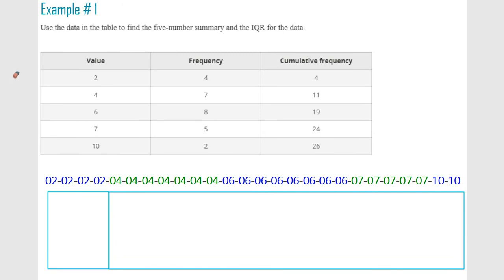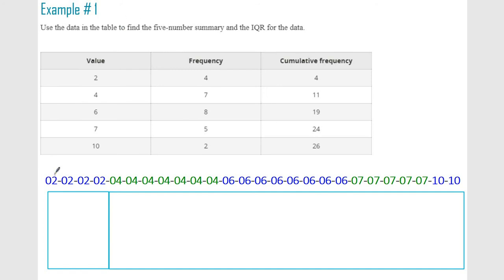Okay, so here we're going to use this data in a frequency table and find the 5-number summary and the IQR. So here are the values, here's how frequent they are, and notice I've listed them out. We have a 2 that happens 4 times, 4 that happens 7 times, 6 happens 8 times, 7 happens 5, 10 happens 2. So now let's find the median.